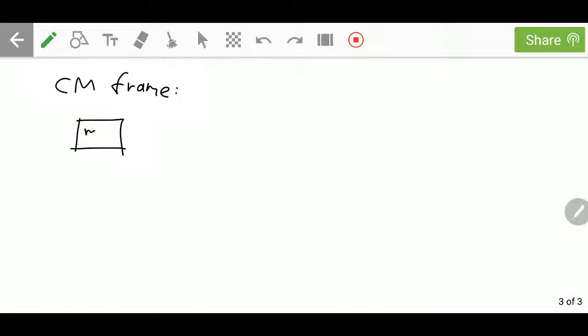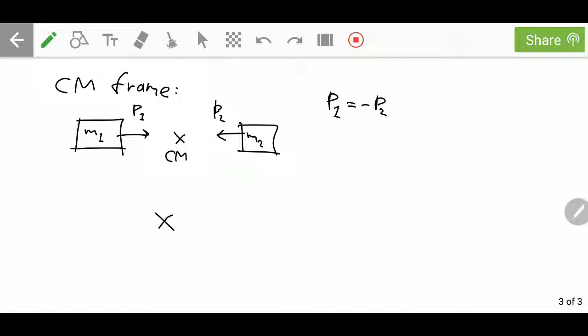In fact, this is one way to see why the velocity of approach equals velocity of recession is true in general. So I have m1 and m2, and I'm going to write p1 and p2, so these are not the velocities, these are the momenta. In the center of mass frame, the total momentum is 0, and so p1 equals negative p2, right? And then afterward, the objects are going to move away from each other.